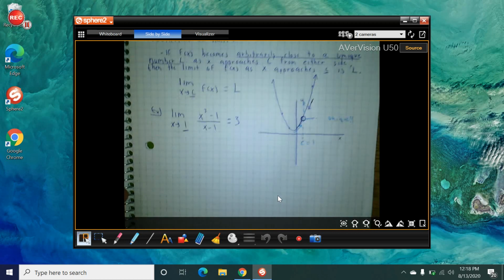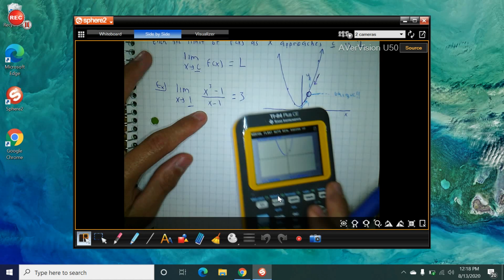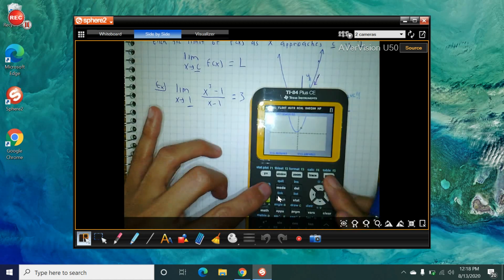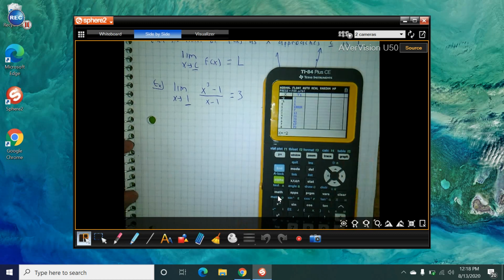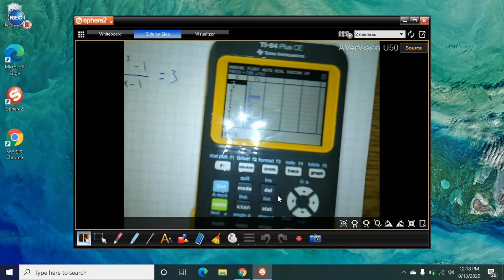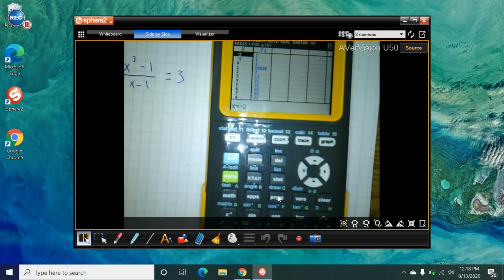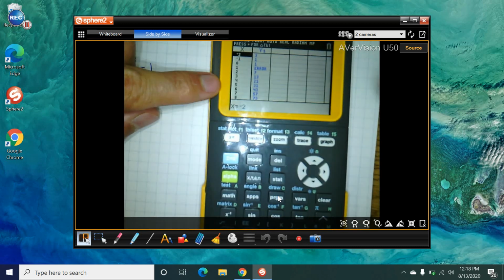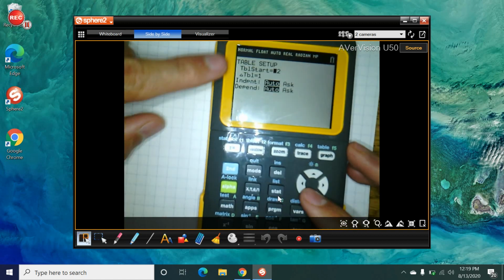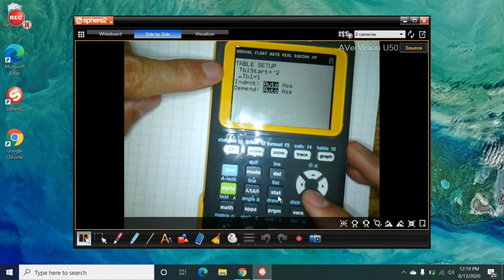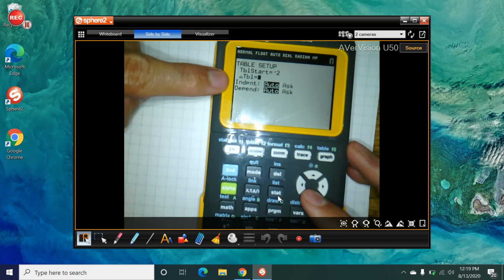So let's go back. We have the same thing here, but now I'm going to go to the table. I'm going to go second table. Notice how my table is going by ones, so it's really not helping again. It's got that error there. So I'm going to go to this second table set and make a couple of changes. This little triangle means change. Right now the table is going by ones.